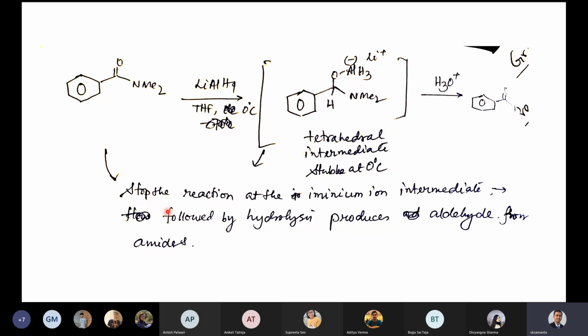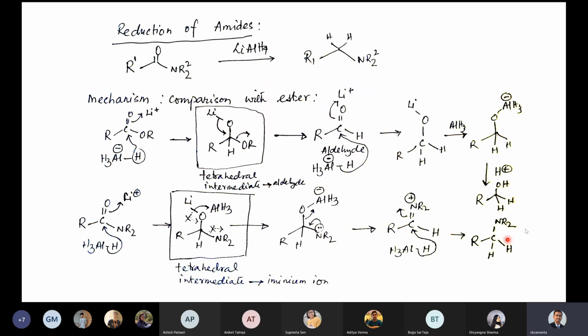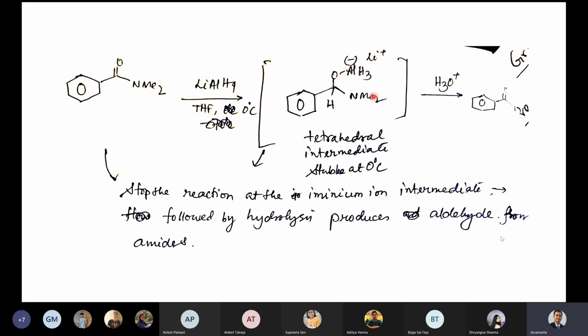Yeah, so that is why it says here, stop the reaction at the iminium ion intermediate, followed by hydrolysis produces aldehyde from amines. So in this case, you get amine, but if you hydrolyze at this stage, you get aldehyde. Clear? So what is the reason for this? What is the difference between the last method and this method? Why does it give aldehyde?